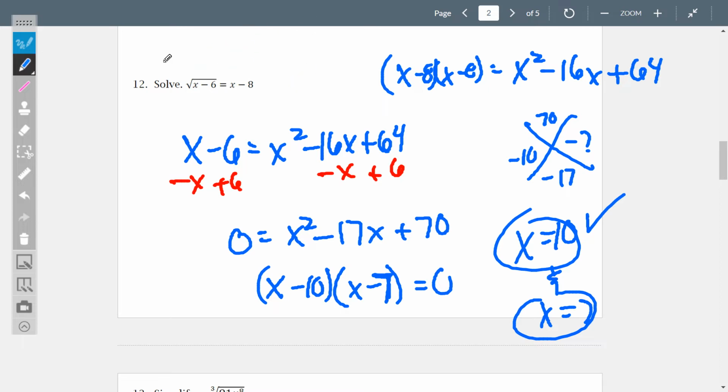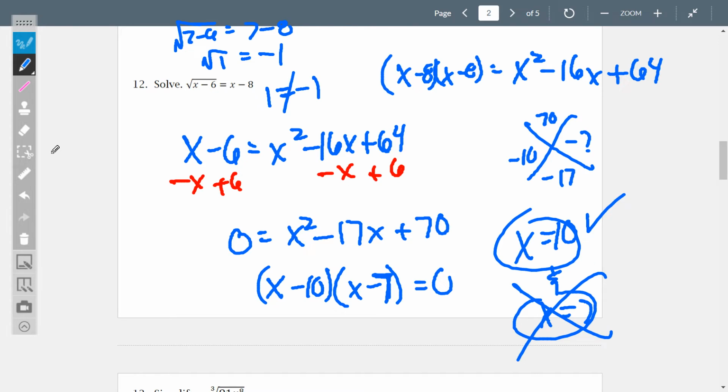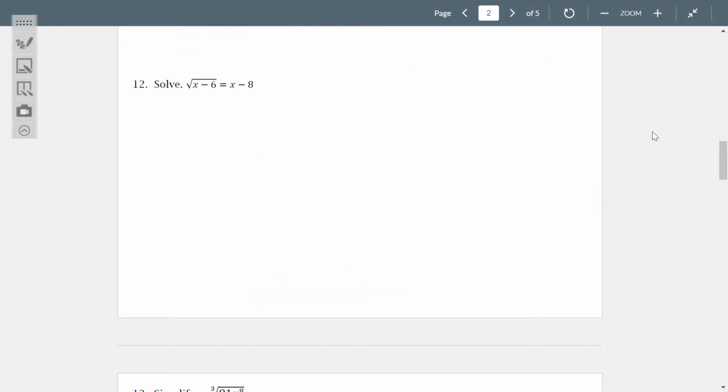Now if we plug in 7, we get the square root of 7 minus 6 is equal to 7 minus 8. So the square root of 1 equals negative 1. And that's not correct. The square root of 1 does not equal negative 1. That's 1 equals negative 1. So this one doesn't work. 7 is not a solution. Okay, so don't forget, you do need to check your solutions to see if they work in the problem. 7 does not work in the problem.